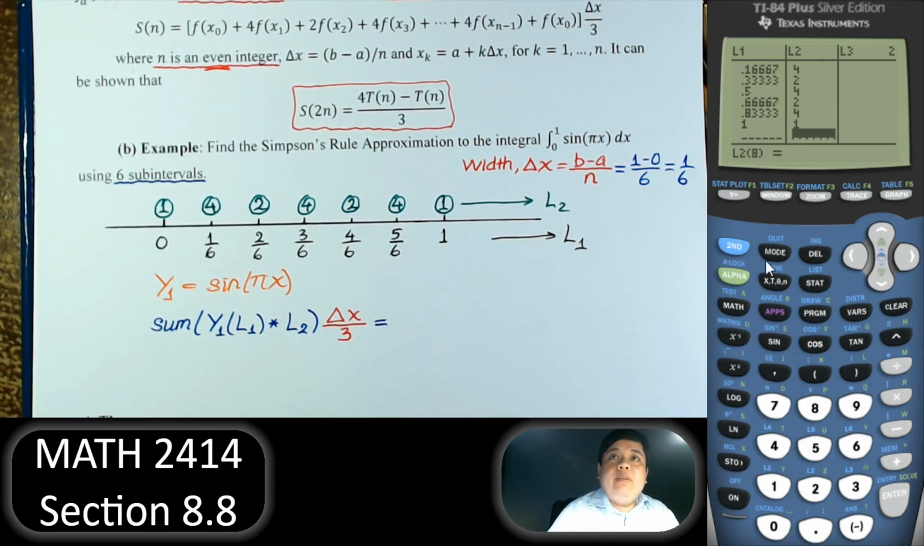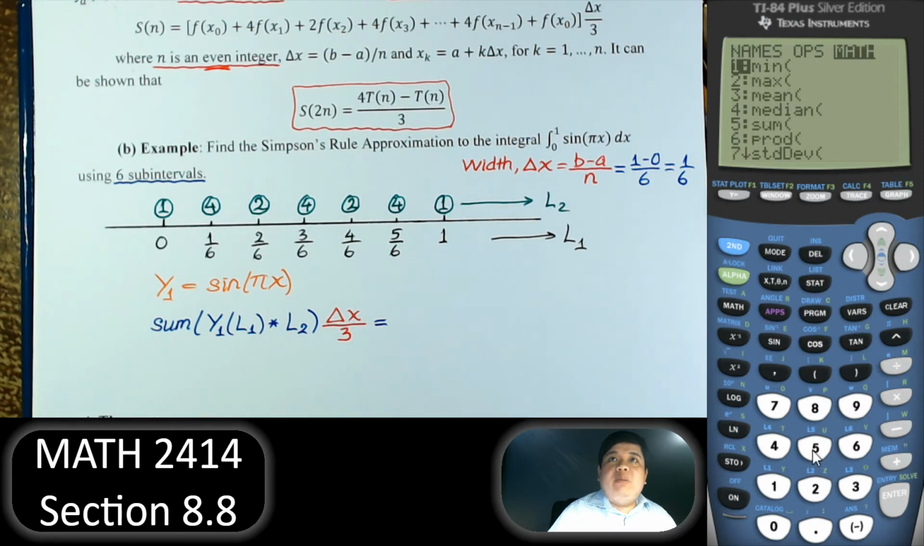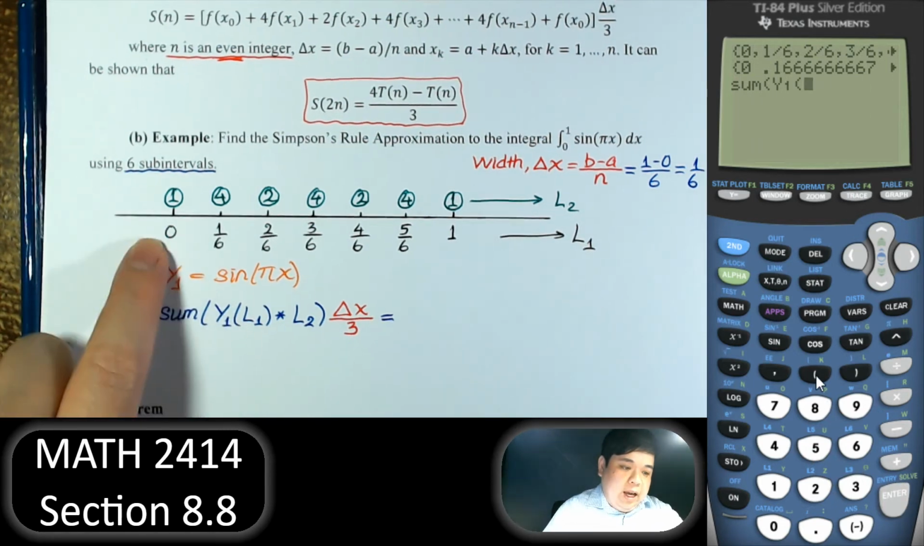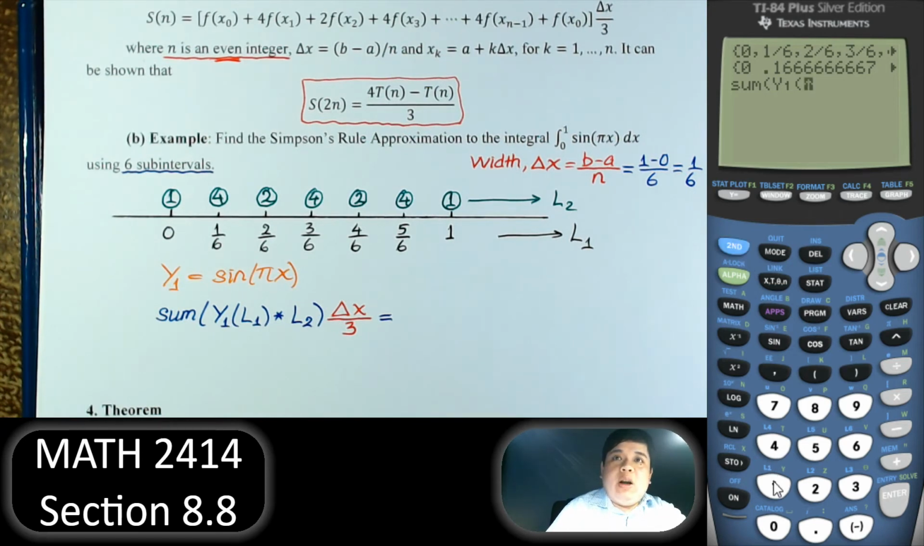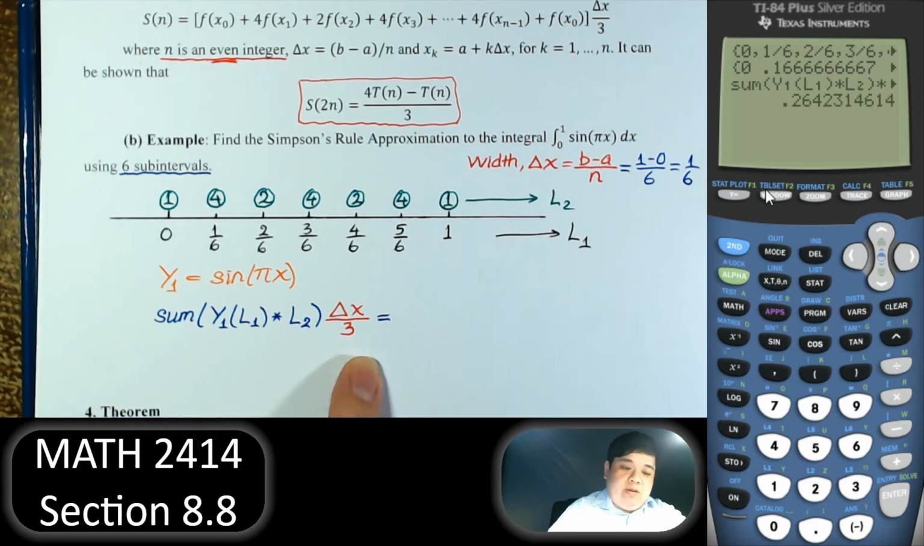So summation, second stat, option number 5, the variable at all those points. So list 1 times the coefficients, multiplied by delta x, which is 1 over 6, divided by 3. So the Simpson's rule is delta x divided by 3. And we have that value.